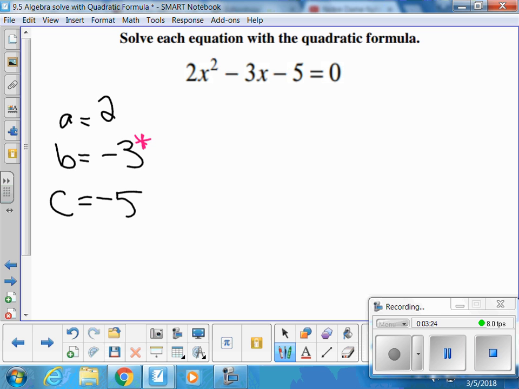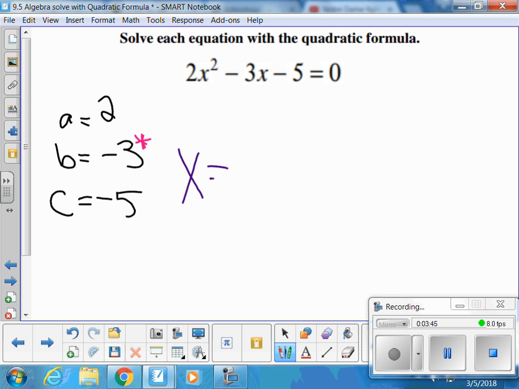Anytime you have a negative b, it is a little bit more difficult than having a positive b, because you have that opposite of b concept, and then you have the b squared concept. So you just need to be careful, okay? So we're going to sing the song really slowly as we put these numbers in, okay? Feel free to sing along with me if you'd like.